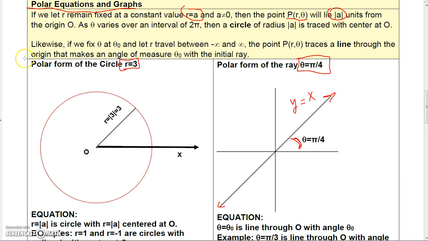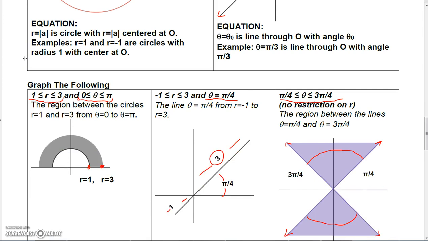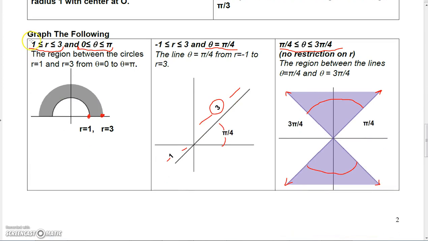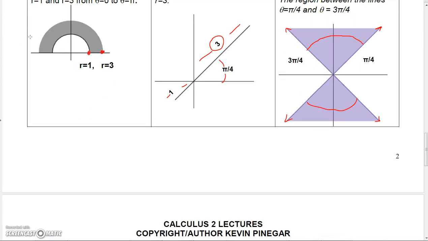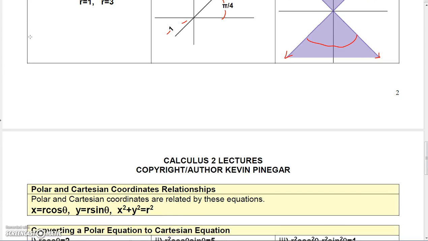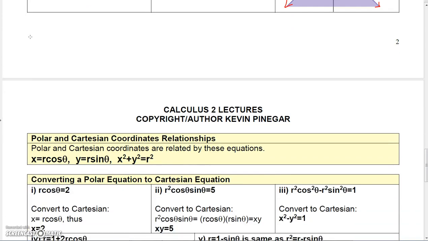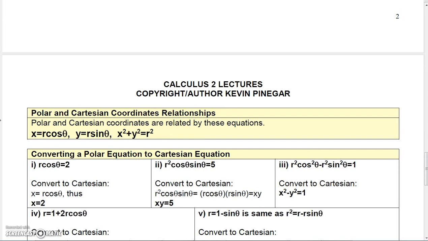Okay, I'm going to finish this section up with another video, but it'll be kind of short. What I want to do is show you how you can convert equations from one form to the other, from Cartesian to polar or polar to Cartesian. So I'll show you that in the next video.